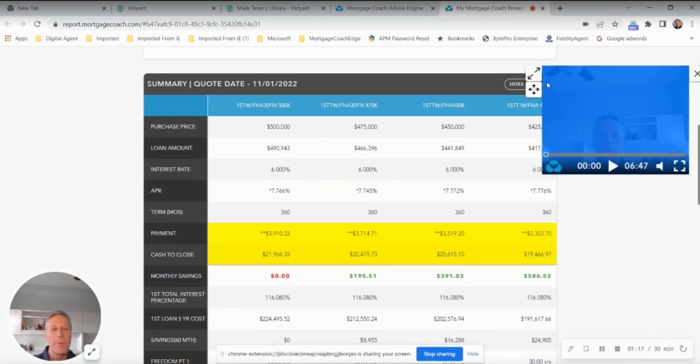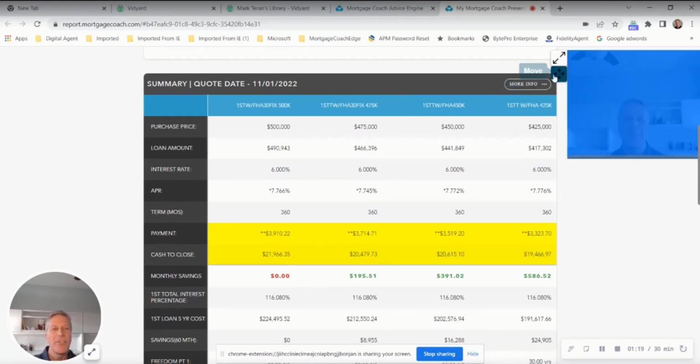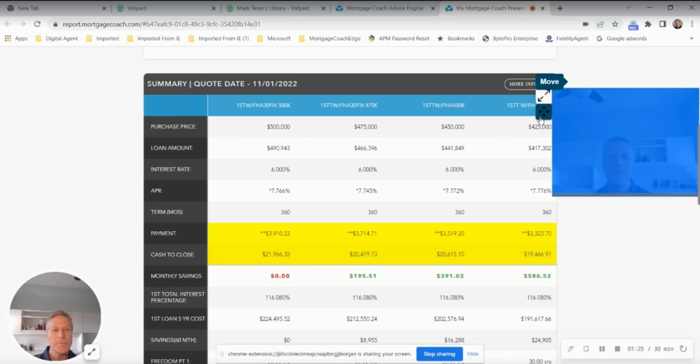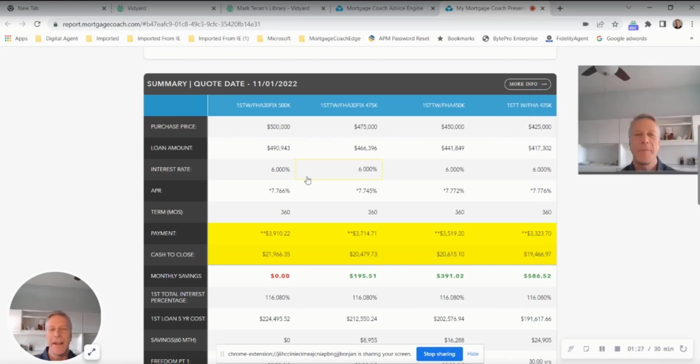And this is just a sample to give you an idea. This is something I did in the beginning of November for a particular customer. And let me get that out of the way. So we did 4 options based on an FHA loan with a first-time buyer program. And so there's 4 columns there. The first column being a $500,000 sales price. The second column, $475,000, $450,000, and $425,000 on the other columns.